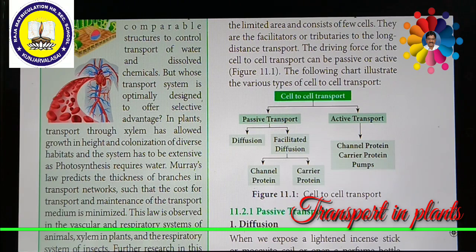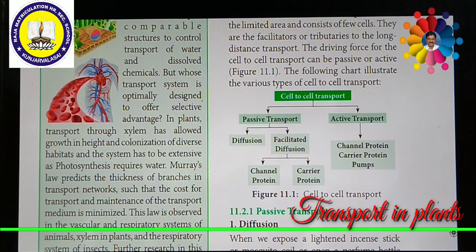Similarly, the carrier protein can also facilitate diffusion. What is a carrier protein? The membrane has a specialized protein which can carry materials from one side of the membrane to the other side of the membrane. There will be certain proteins which act like a vehicle.